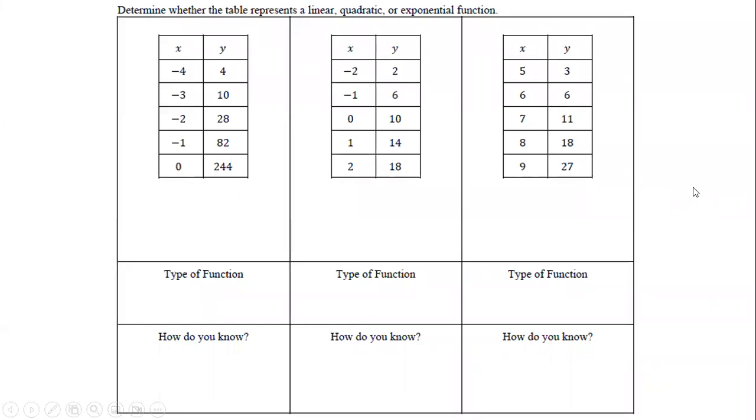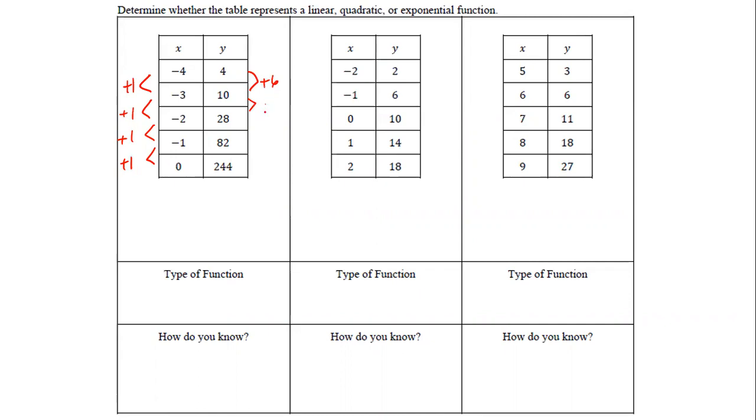We're going to start here with determining whether a graph or a table is linear, quadratic, or exponential. And there are rules that we learned for each one of them. Looking at the first one, the first thing you're going to do is find your change in your x and your change in your y. Does that ring a bell? To get from here to here, we added 1. Here to here, we added 1. Here to here, added 1. Here to here, we added 1. Agreed?